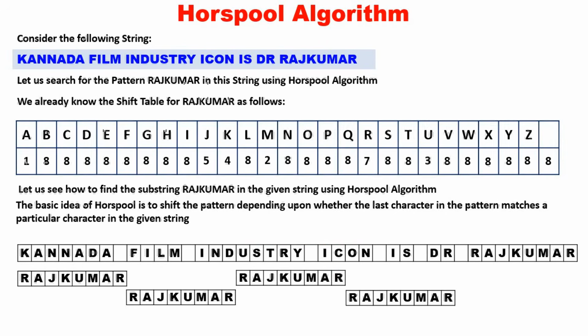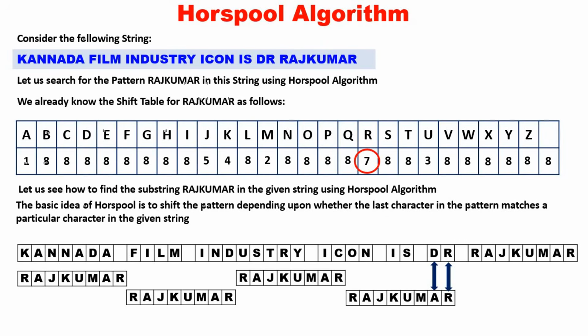Now, again, the last character of the pattern string, R, is matched with the character in the given string, R. Yes, there is a matching. First time there is a matching. So when R and R match, go back to the previous character. So A and D. No, here unfortunately A and D are not matching. So whenever there is no matching, you have to shift to the right by the shiftable value for R. So what is the shiftable value for R?